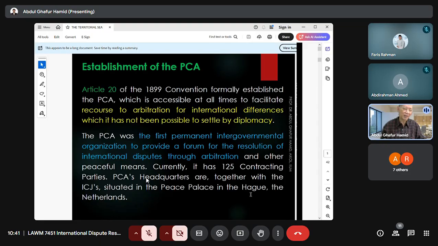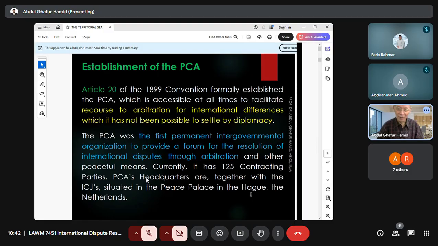It is something like the dream for a permanent international court, right? So many states, for so many years, tried to establish the International Criminal Court as a permanent international court. So also now the Hague Convention established the PCA as a permanent court of arbitration. That is why it is accessible at all times, to facilitate recourse to arbitration for international disputes which cannot be settled by diplomatic ways.